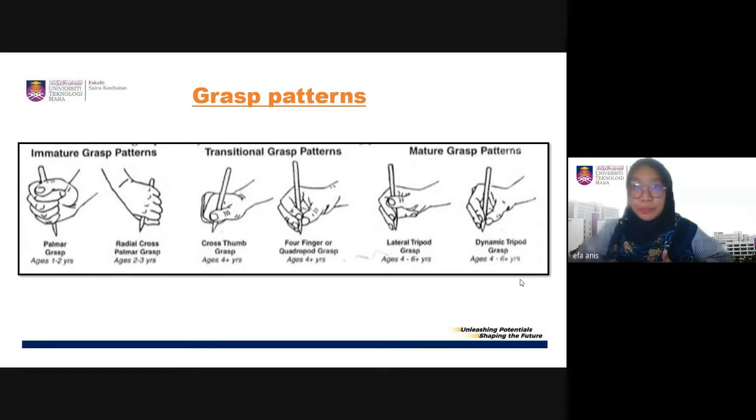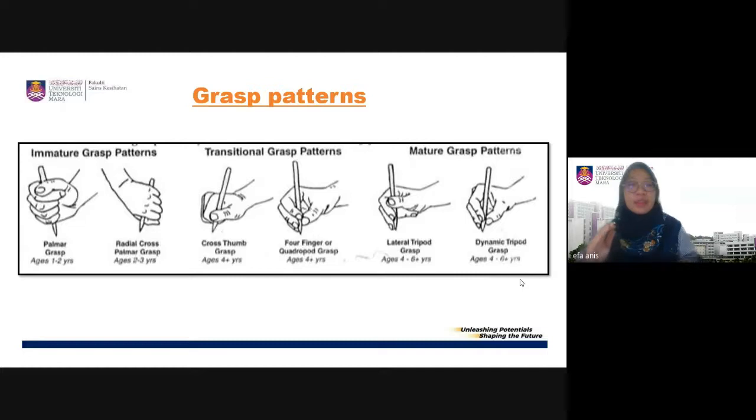It's very important for the kids to have a tripod because, as mentioned in the manual, a non-tripod grasp will affect the child's performance when writing, in terms of legibility, speed, and many other factors that were explained by Miss Adira earlier in the administration.